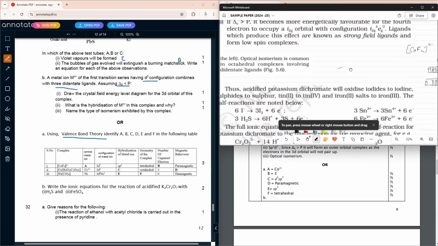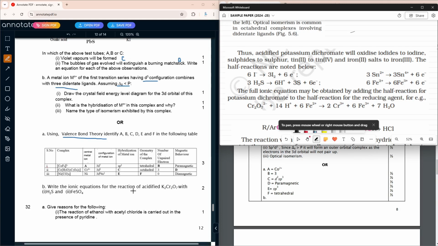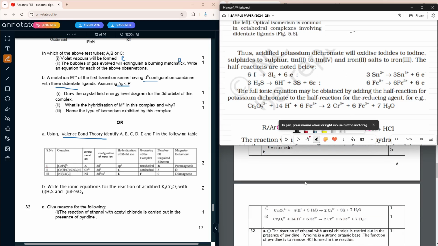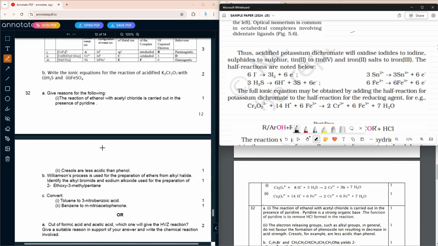All right. The next question. Write the ionic equations for the reactions of acidified potassium dichromate with H2S and FeSO4. So basically this is the reaction given to you in your textbooks, but remember it's an ionic reaction, so you have to make sure it's balanced. They've only talked about the reaction with iron. You will have to balance it and write the reaction with H2S.